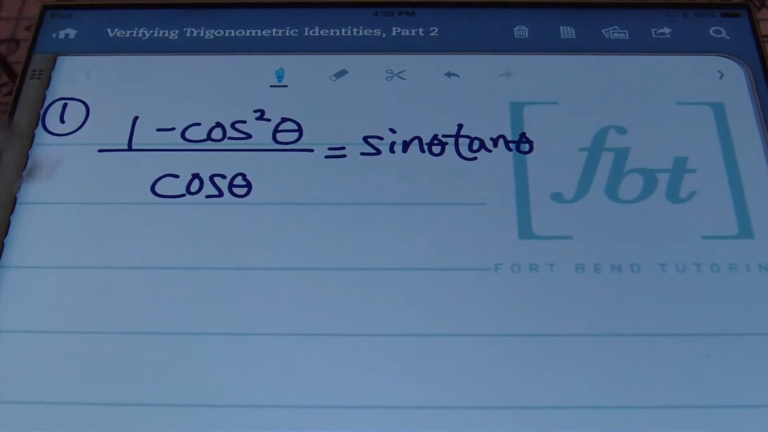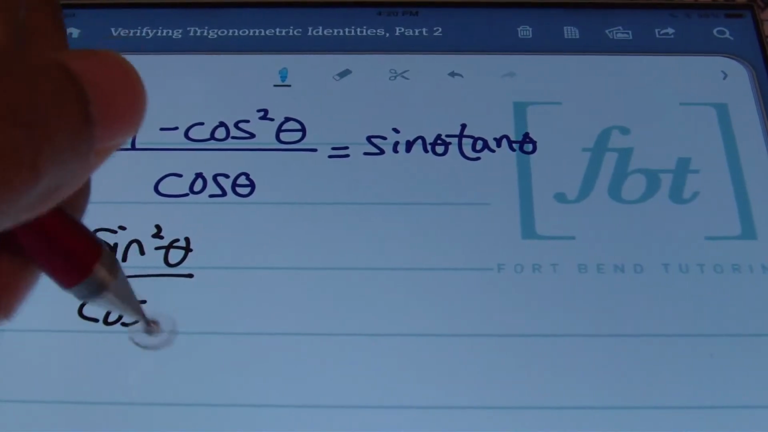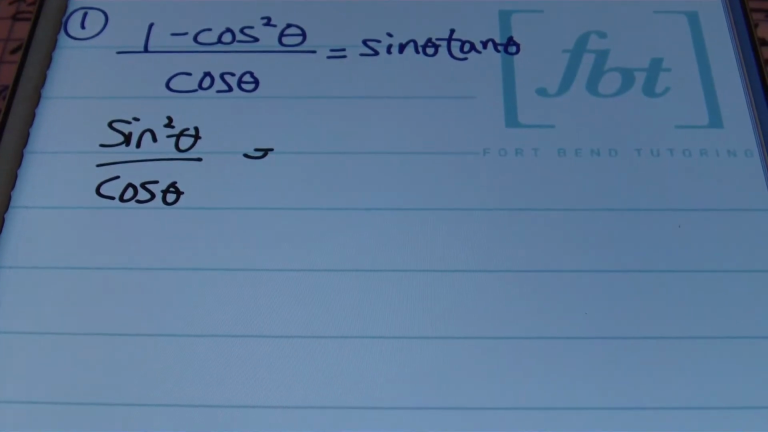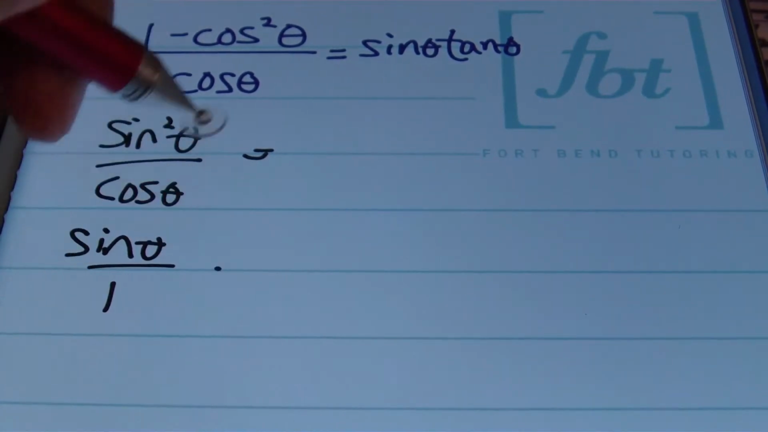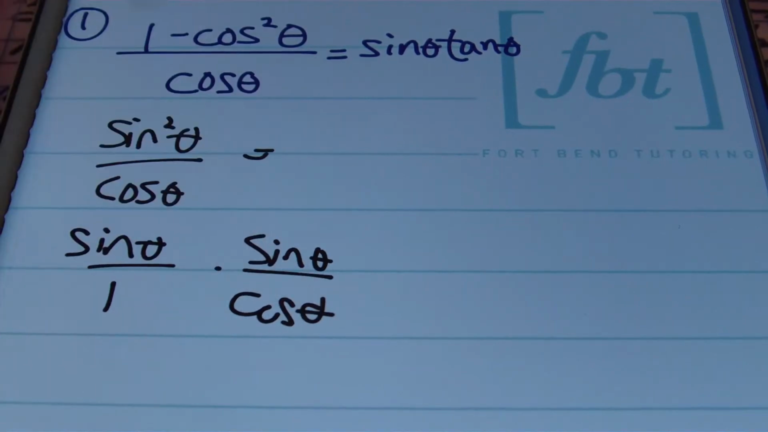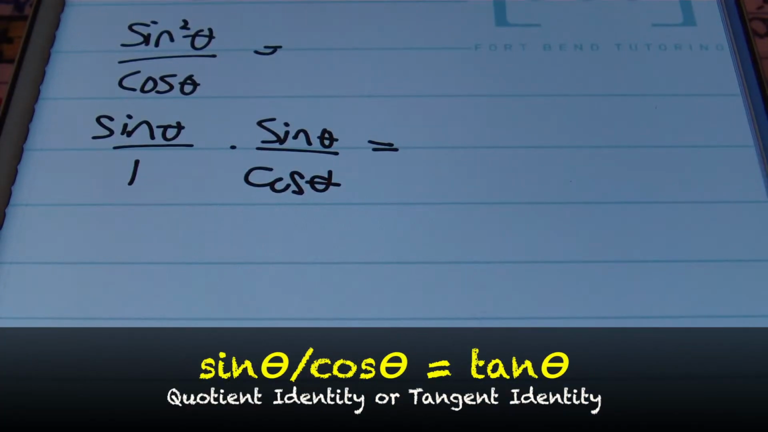Exactly. So I'm going to rewrite this as sine squared theta over our cosine theta here. All right. Once I have this, ladies and gentlemen, I'll be able to then separate this, expand this into sine theta over 1 times sine theta over cosine theta. Just like that. Then using your quotient identity, or your tangent identity, you should know that sine theta divided by cosine theta is just tan theta.